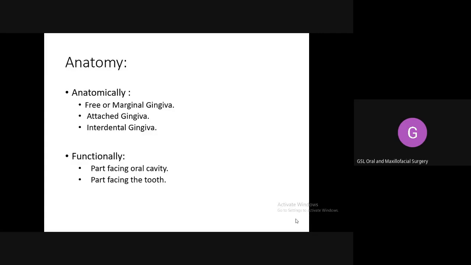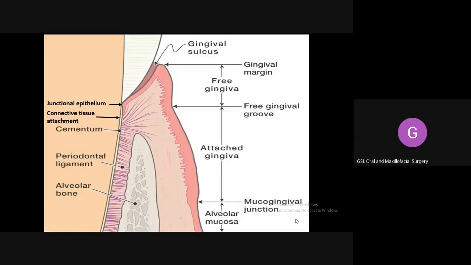Whereas functionally, it can be classified into the part of the gingiva which is facing the oral cavity, that is exposed to saliva and food and everything, and the part which is facing the tooth. I will show you the picture of what it is. You have to remember this particular diagram. Whenever a question comes from gingiva, you have to draw this cross section of your tooth. These basics you have already heard of in your previous year.